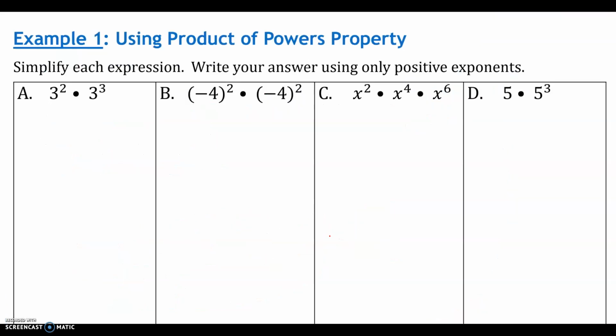So let's do some examples. So let's look at this one. If you look at letter A, you have 3 squared times 3 cubed. So you're multiplying here, so the property says to add. So we're going to get 3 to the 5th. Now, that's what I want.